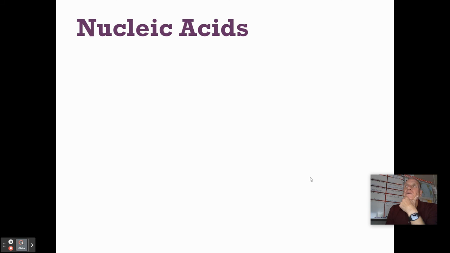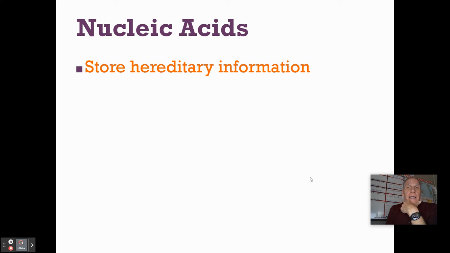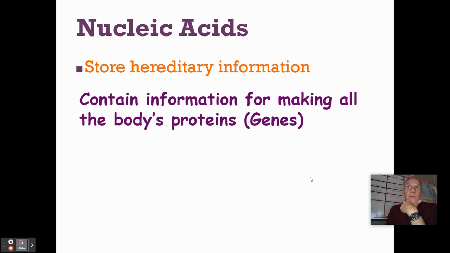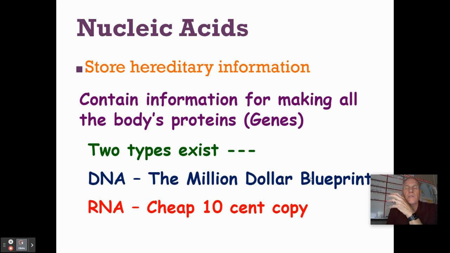All right. So that gets us back down to nucleic acids. And I'm not going to spend much time talking about nucleic acids because we could do a deep dive on those a little bit later in the year. But nucleic acids play the role of storing hereditary information, and they contain the information for making all of the body's proteins. That's what a gene is. A gene is the instructions for making a protein. Well, there's other types of genes too, but that's the main big thing. Two types of nucleic acids. We have DNA, which I like to call the $1 million blueprint, and RNA, the cheap 10-cent copy.